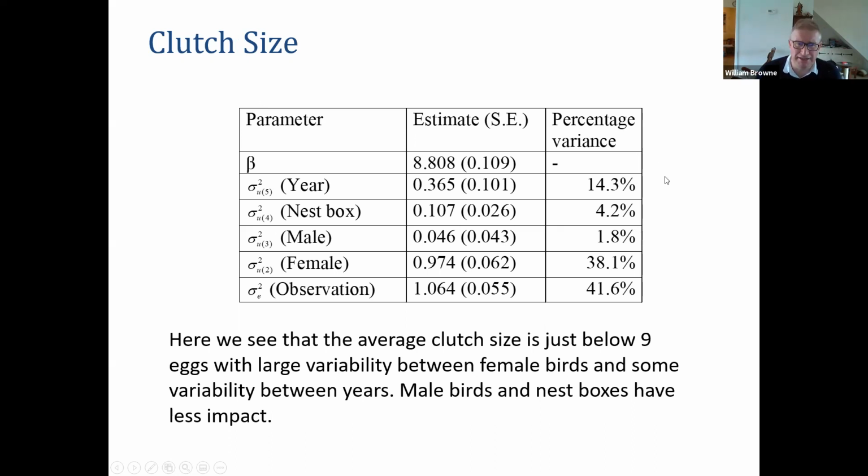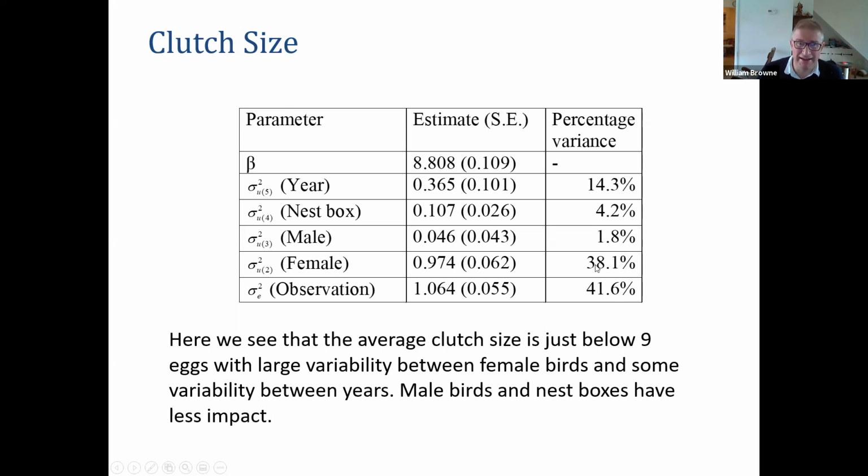So here is the clutch size. These birds on average lay just under 9 eggs, and these are the different variabilities. There's quite a lot of unexplained variation, and that's not that surprising with the sort of data that we have here.